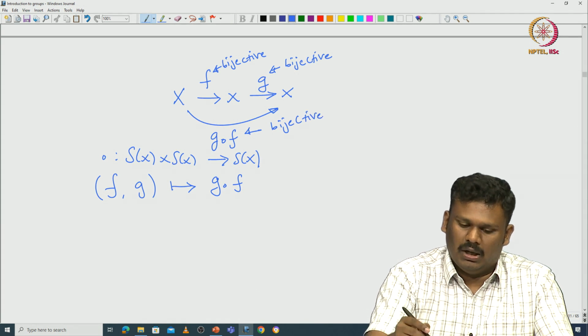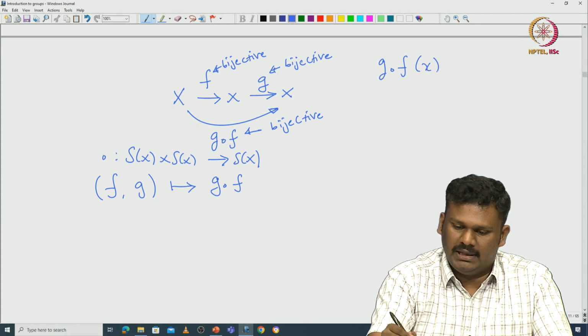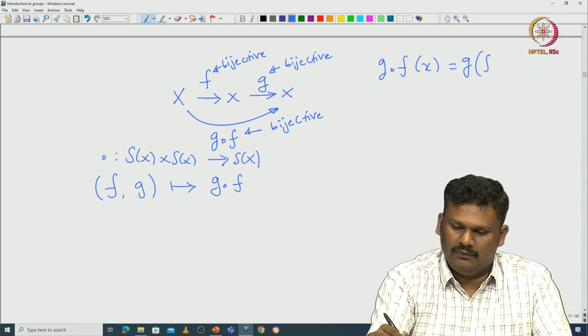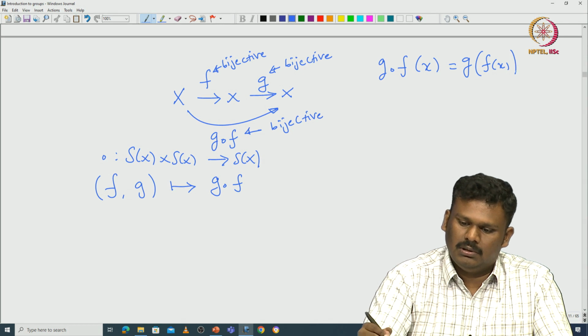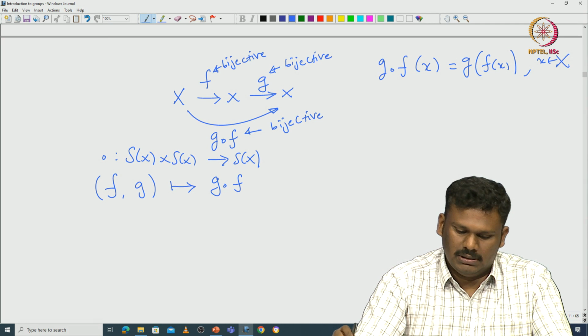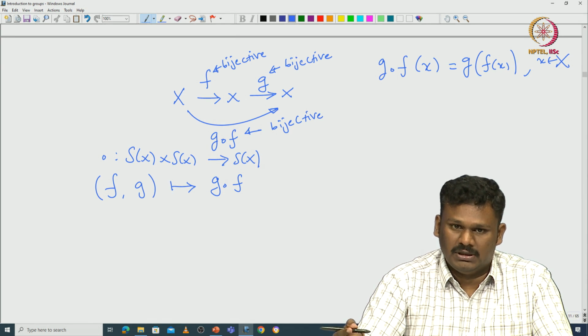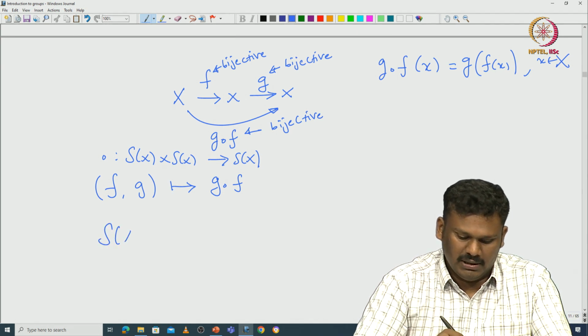Okay. So, how is this g composition f defined? On a given element x, it is defined to be g of f of x, for any x in capital X. Okay. So, I will leave it to you to actually check that all the axioms of groups are satisfied by this S(X) with composition.